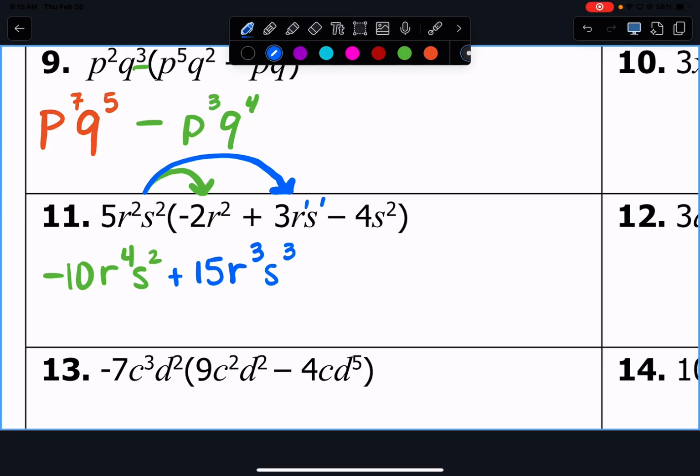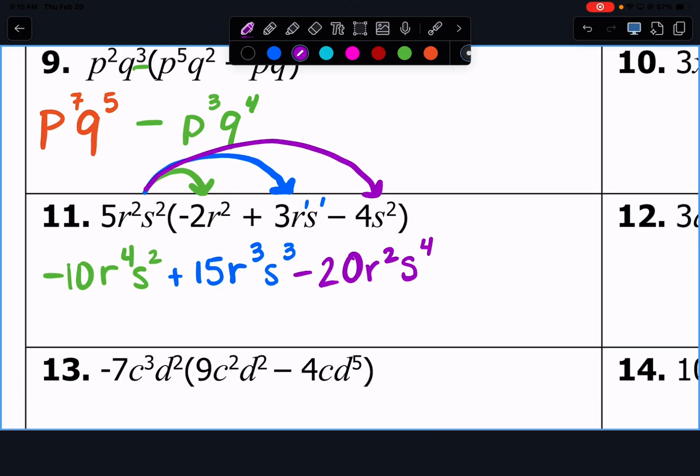Then our last term will be negative 20. Is there anything for me to combine my r squared with? No, so I just bring it down. And then s squared times s squared is going to give us s to the 4th.